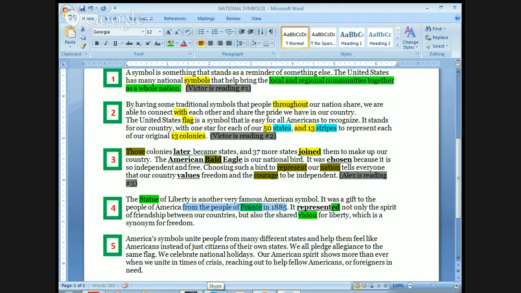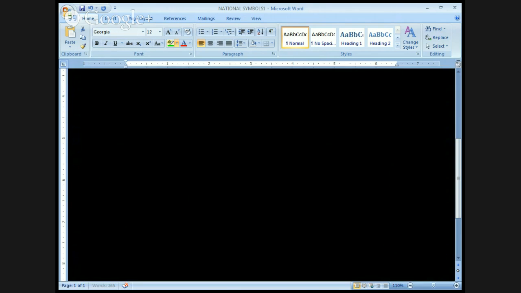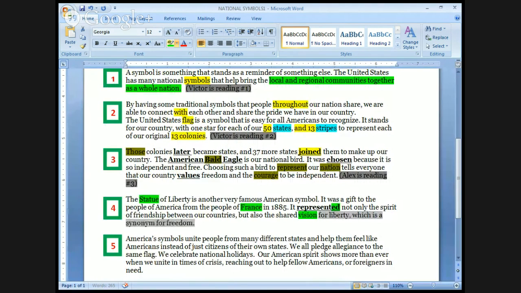And what did the statue represent? The statue represented liberty, which is a synonym for freedom. What did the statue represent? The statue represents the vision for liberty, which is a synonym for freedom. For freedom. Okay. All right.